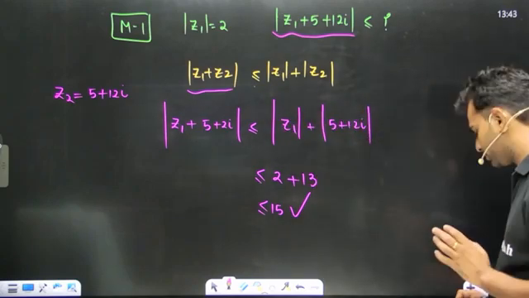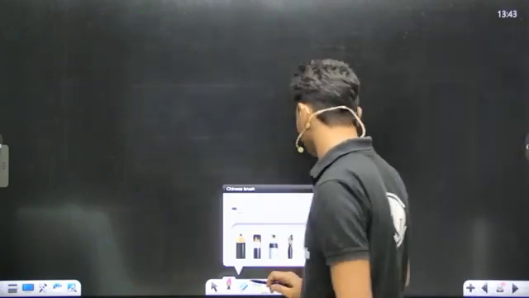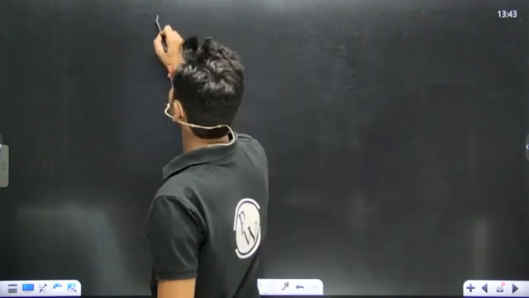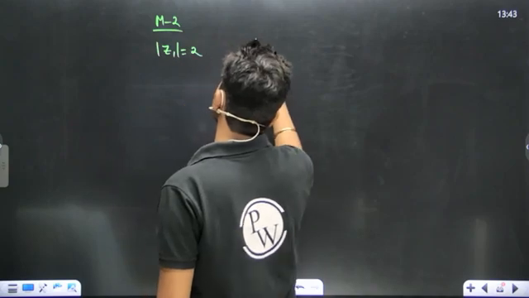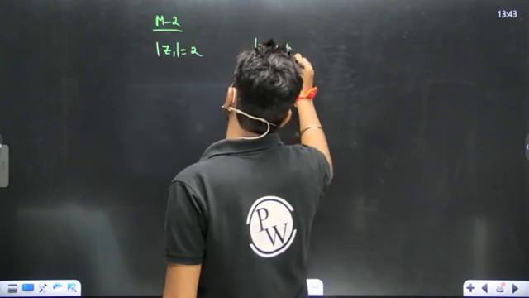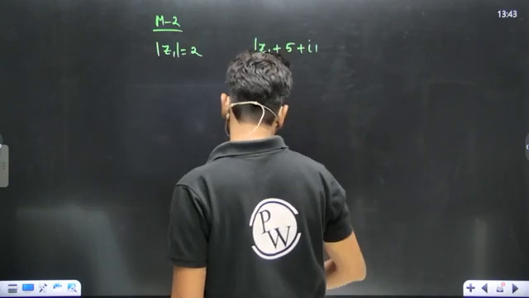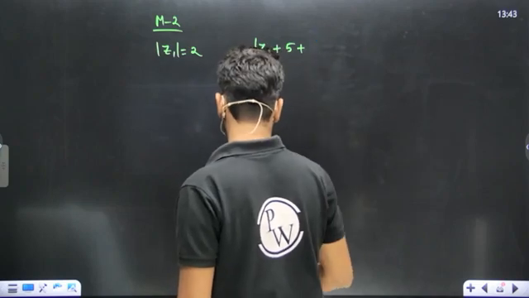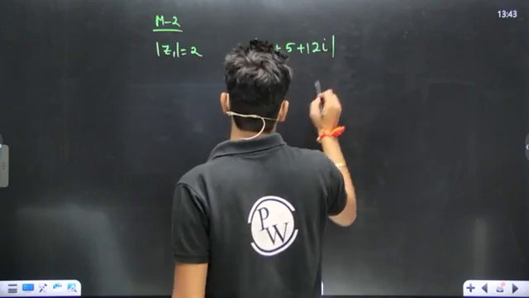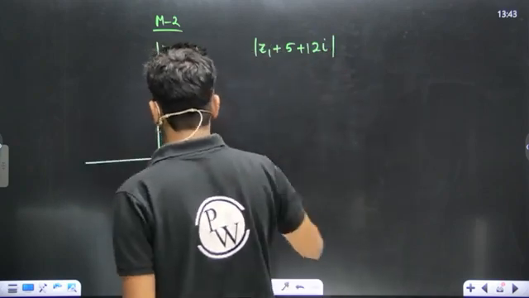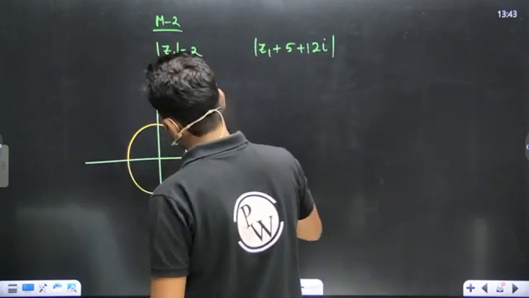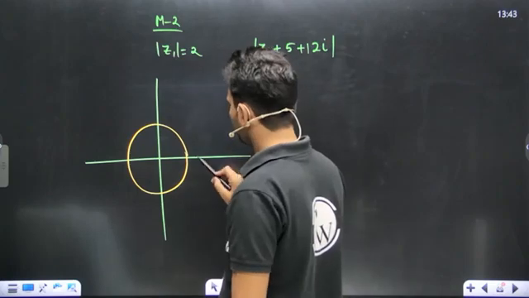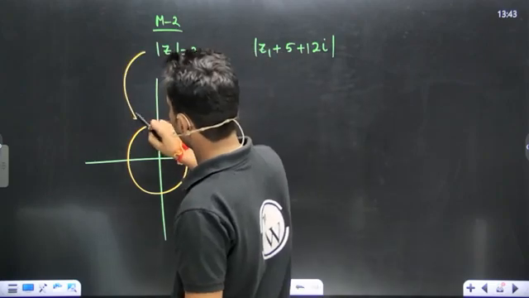One method is this. Method 2, let me tell you that. |z1| equals 2 is given to us, and the question is asking us this value is less than or equal to what? So we can do it geometrically as well. First, we can draw a circle for z1 having radius 2. This is the circle for this particular thing.